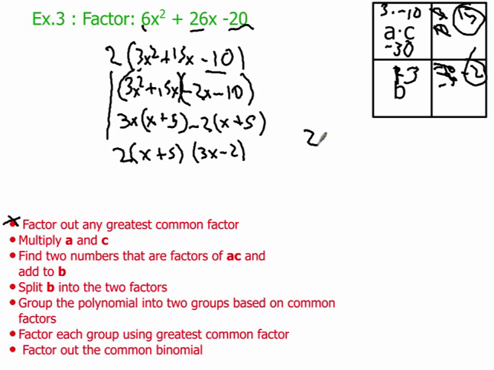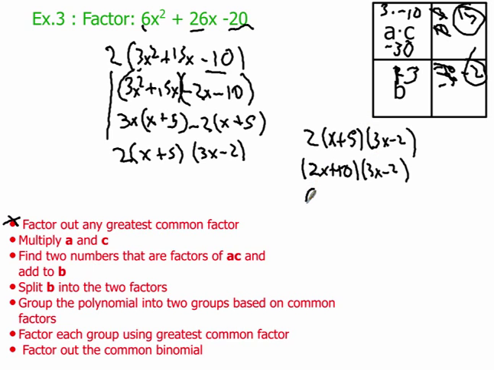All right, well, let's check our work and make sure we're right here. 2 times x plus 5 times 3x minus 2. What I'm going to do first is multiply 2 times x plus 5. So 2 times x is 2x. 2 times 5 is 10. Now I have 2x plus 10 times 3x minus 2. Just did my distributive here. I just have to distribute the one time.